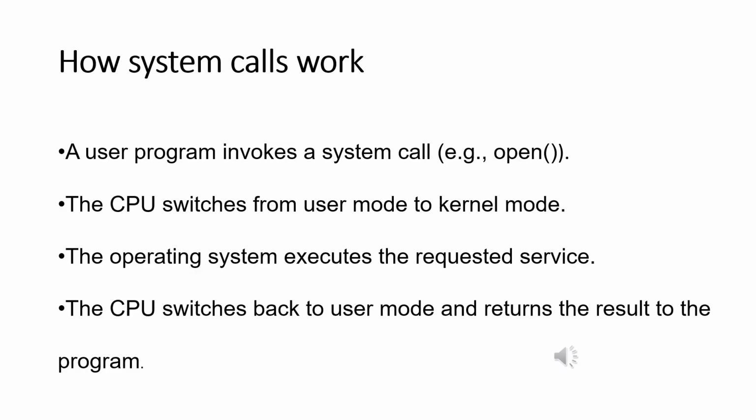How do system calls work? A user program invokes a system call. Then the CPU switches from user mode to kernel mode. The operating system executes the requested service. Then the CPU switches back to user mode and returns the result to the program.